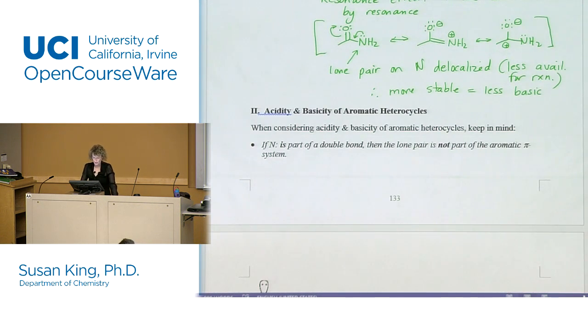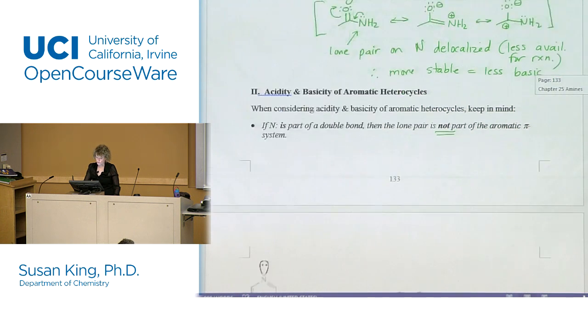Okay. So when considering acidity and basicity of aromatic heterocycles, keep in mind, if nitrogen is part of a double bond, then the lone pair is not part of the aromatic pi system, and the nitrogen, the lone pair, is free to act as a base. If instead, remember we rehybridized, we put the lone pair into a p orbital and made that ring aromatic. If that lone pair is making that ring aromatic, it's not going to act as a base. It would much rather stay aromatic than act as a base. Okay, so again, a lot of you will need to review that.